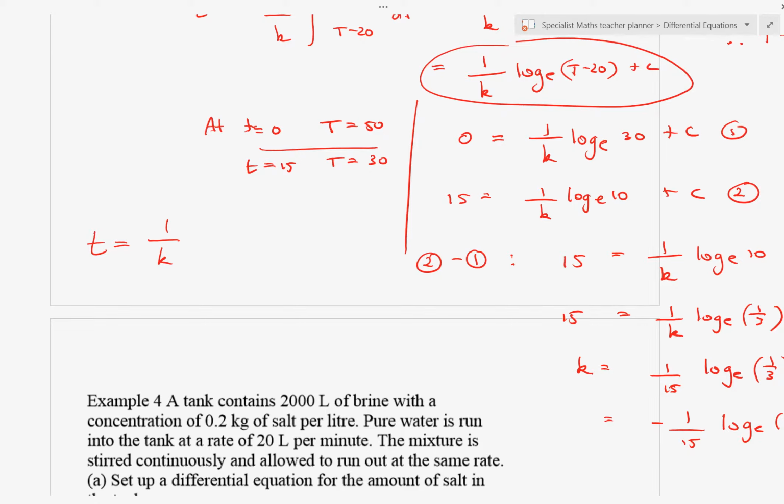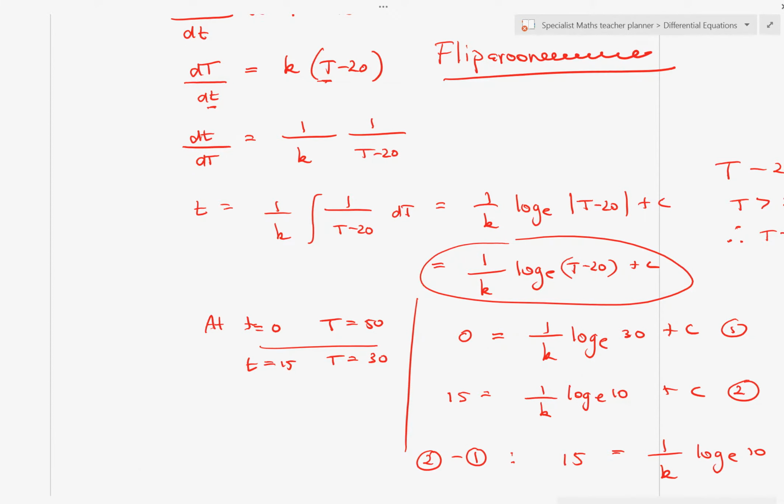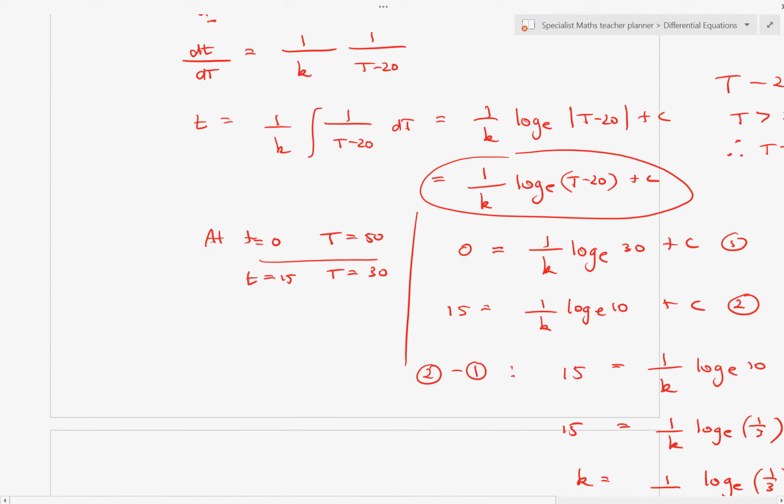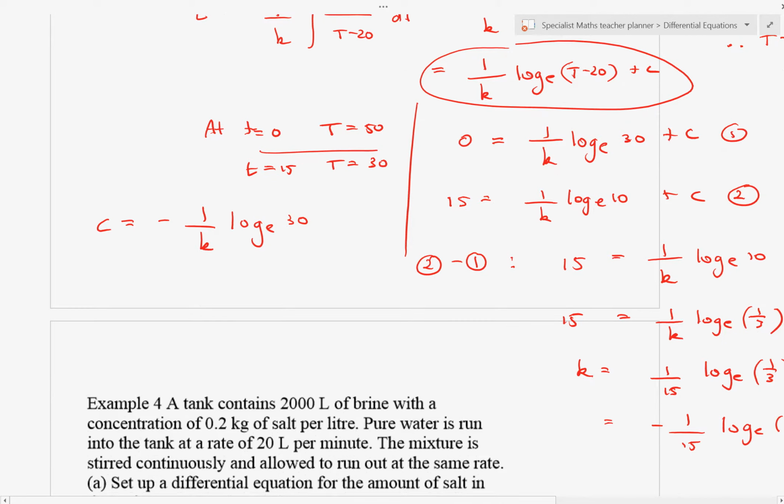All right. Now let's do the same thing. How do we go ahead and find C? We've found K now in terms of everything else. So therefore, what can we say about C? What's C equal to? Someone just tell me. C is equal to negative 1 over K log e to the 30? 30. Okay.